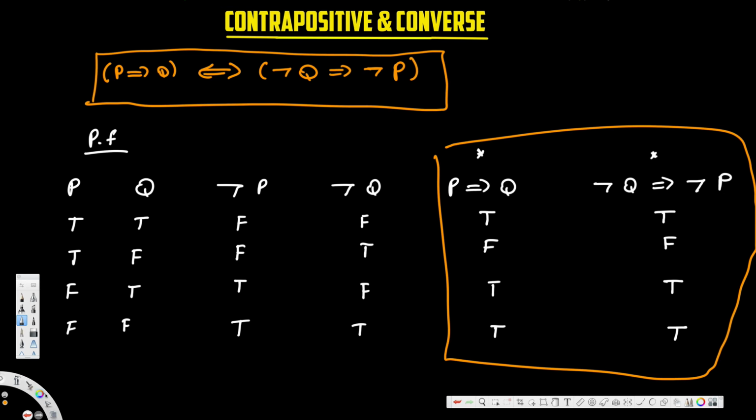Now what is converse? Converse is, if we have P implies Q, the converse is Q implies P. This is not always true, because for example, if we say square implies a rectangle, but a rectangle doesn't always imply a square, right? The opposite is not always true. And that's about contrapositive and converse.